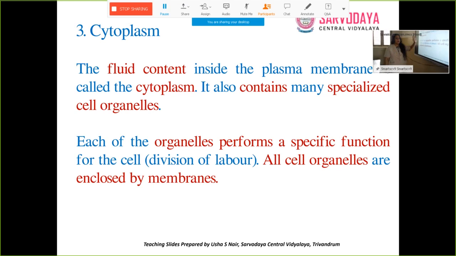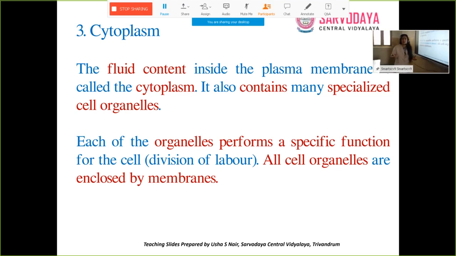Okay, here again, not new: what is cytoplasm, or define cytoplasm? The fluid content inside the plasma membrane is called the cytoplasm. And what does it contain? It contains many specialized cell organelles. We are going to learn in detail about it, and each of these organelles performs a specific function. Without these organelles, a cell cannot live and move. Each organelle plays a great role in the cell. We have mentioned what division of labor is, with examples. And all cell organelles are enclosed by membranes. We have to go like this so that you understand each and every line.